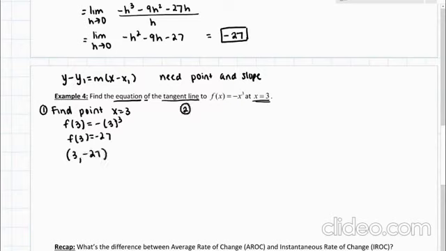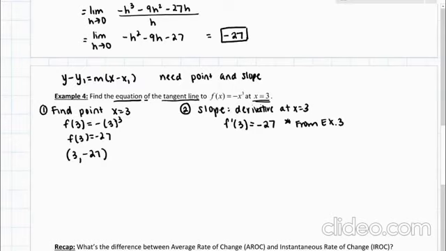Then we need our slope. Well, to find the slope of the tangent line, remember that that's the derivative. So the slope, that is the derivative at x equals 3, which we already found. Remember that the slope of our tangent line, f prime of 3, that we just found in example 3, was negative 27. That's, again, from example 3.